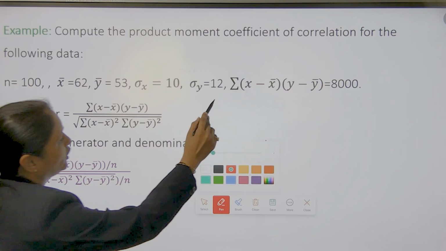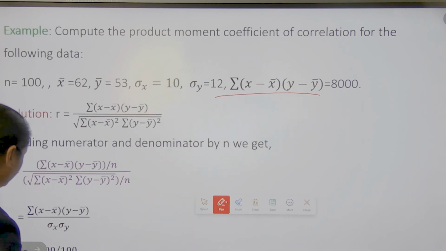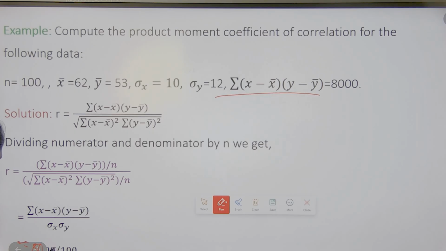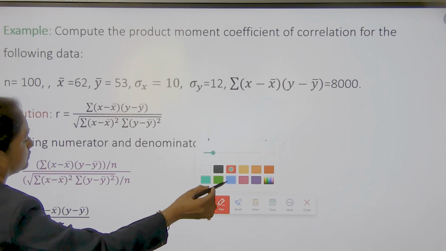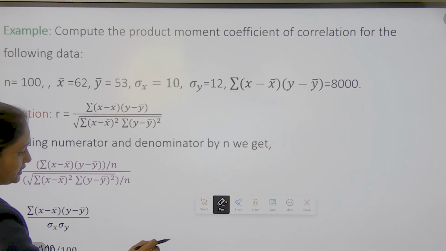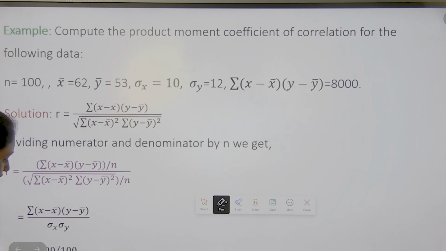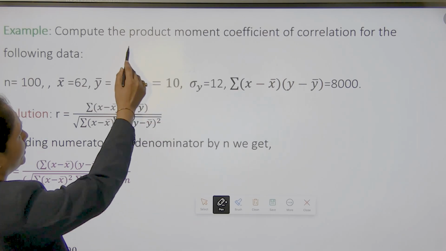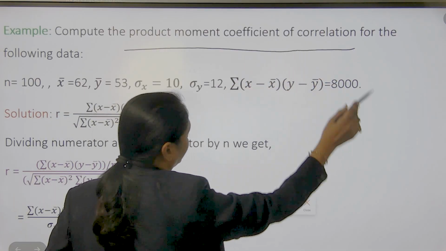And we have been given the value of summation x minus x bar into y minus y bar. This is 8,000. So 8,000 divided by 100 upon 10 into 12. So it is 0.6667. So this is the product moment coefficient of correlation.